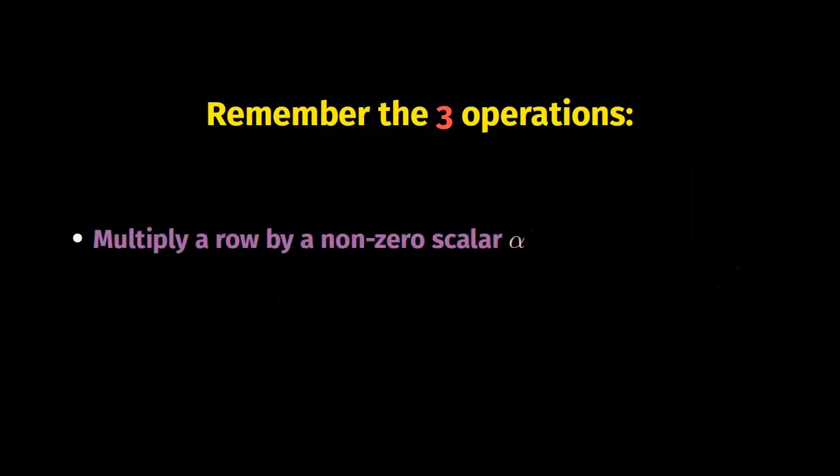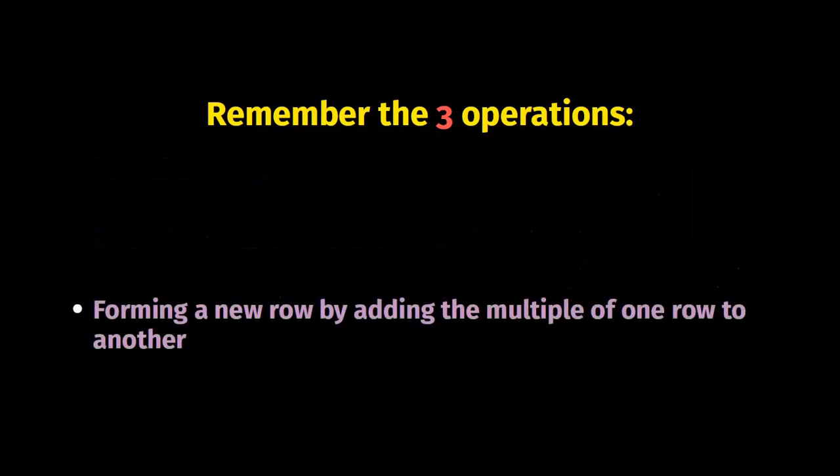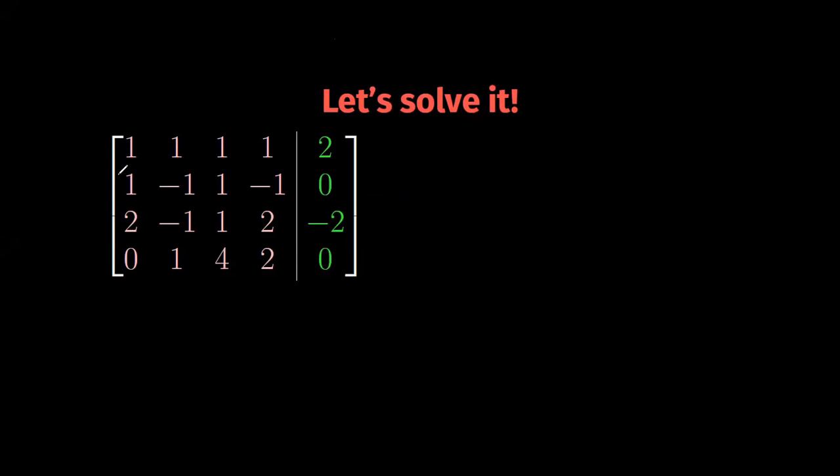We will transform the matrix into a simpler one using 3 operations between rows, which will not affect the final result of the system. So remember, we can interchange 2 rows, we can multiply a row by a non-zero scalar alpha, and we can add to one row the multiple of another row by a scalar alpha. Now let's start. The main idea is that we would like to obtain a matrix with a lot of zeros, at least in the bottom left corner, here.